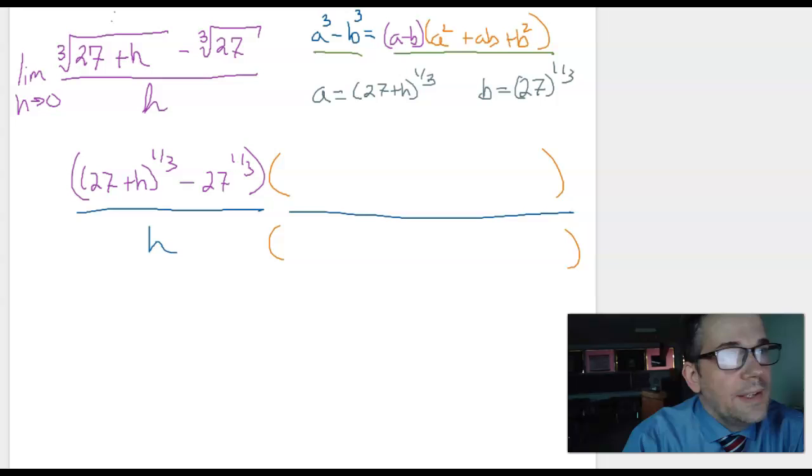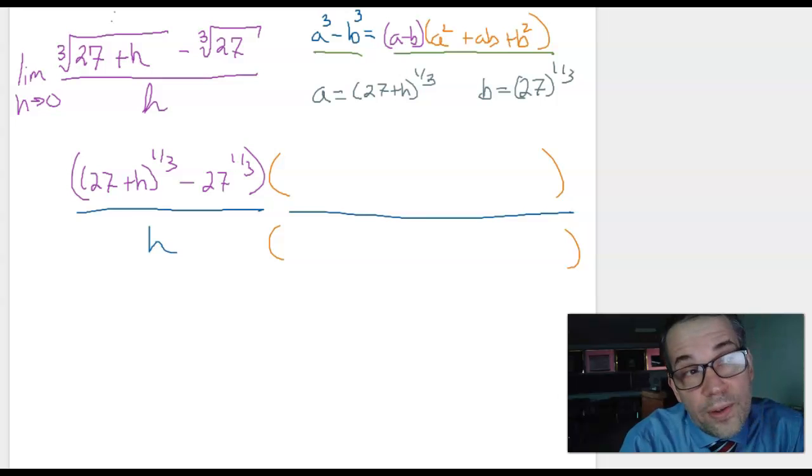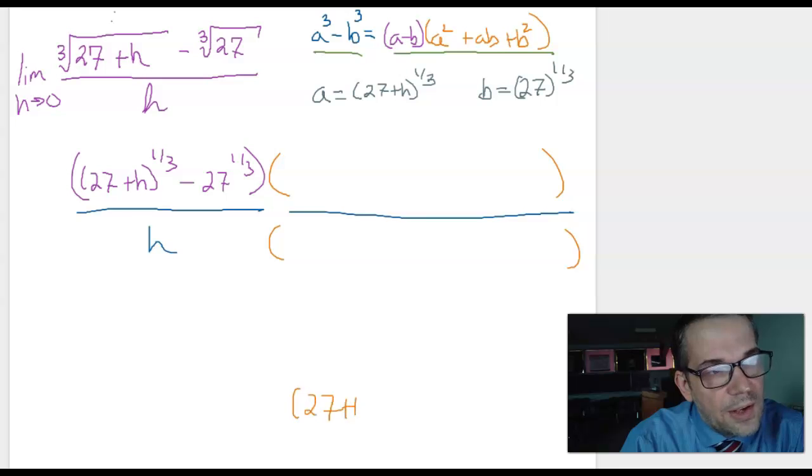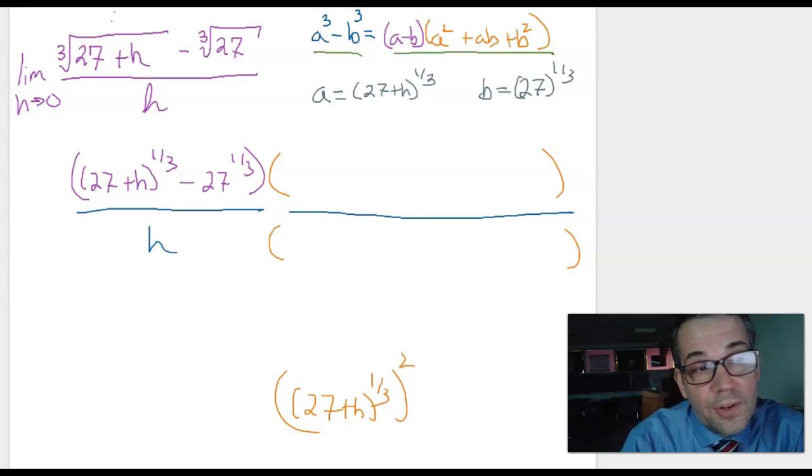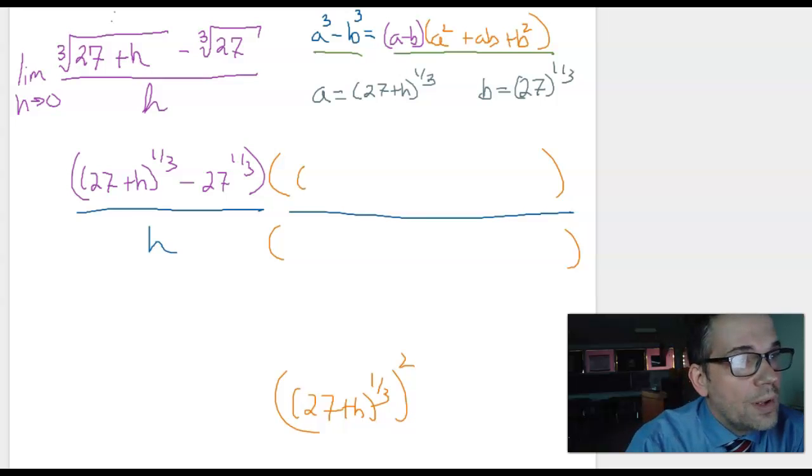So let's see. This is a, and I'm going to have to square this. If I square this, I'm going to do this off to the side really fast. 27 plus h to the 1/3, when squared, means I got a power to a power. And I'm just going to multiply those powers together. And if I think back to my 5th grade math, 1/3 times 2 is 2/3. So I'm going to have a 27 plus h to the 2/3 plus a and b multiplied together.